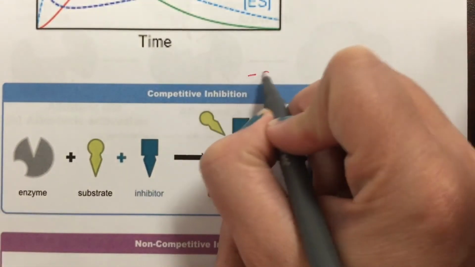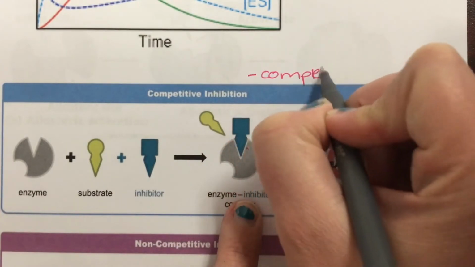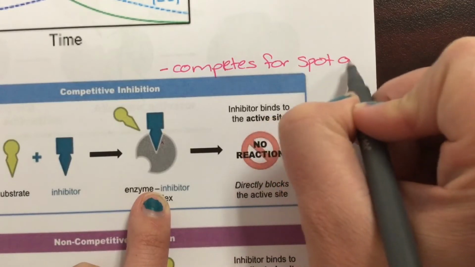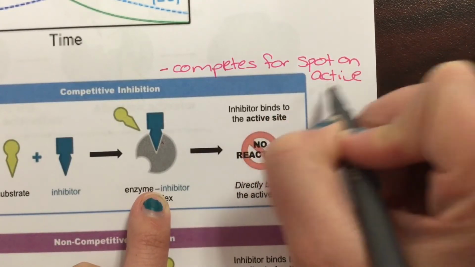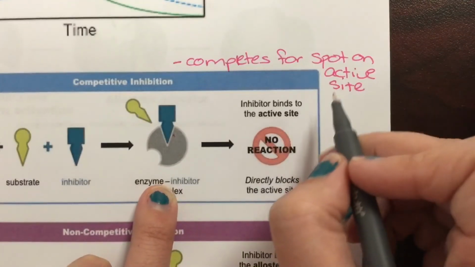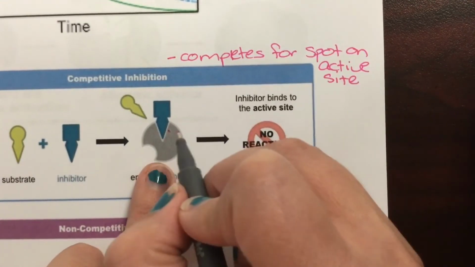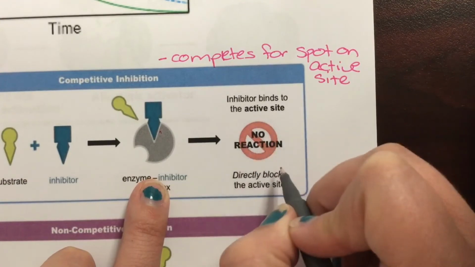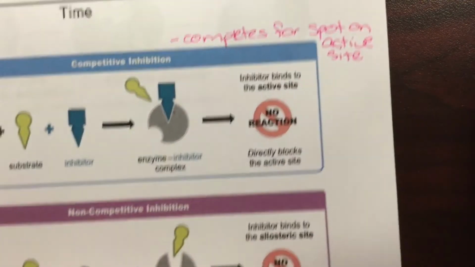So it competes for a spot on the active site. Okay? It binds to the active site, the competitor, and it prevents the reaction from happening. See, no reaction. It directly blocks the active site.